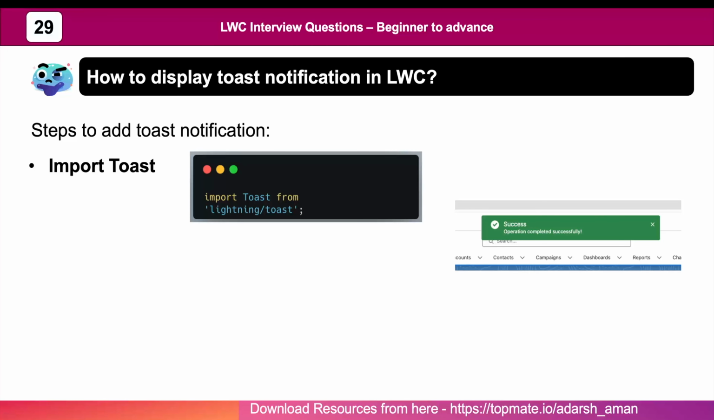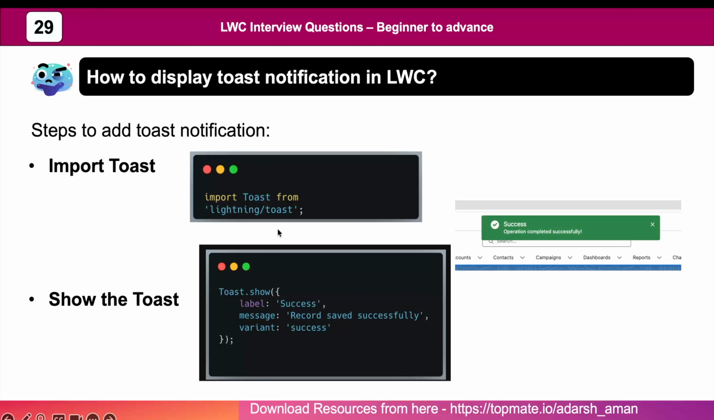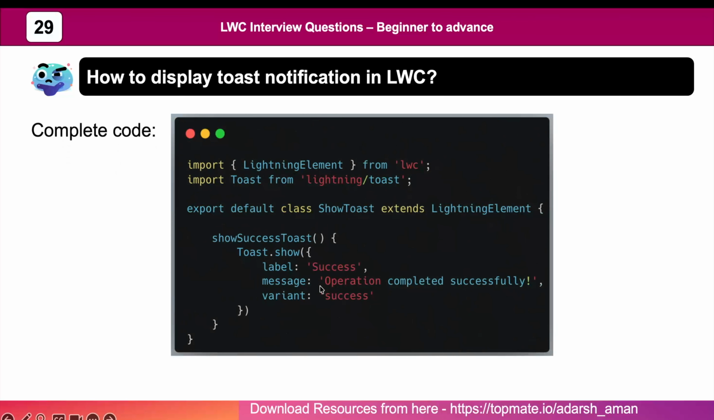Import toast. First you need to import the module using lightning/toast, and then you can show the toast whenever you want, based on any button click or any logic. So this is the syntax of the toast, and you can also see the complete code here. Here we have imported the module lightning/toast, and then we have written this method showSuccessToast. This is maybe triggered by any button click coming from the HTML. So based on that, inside that we have written Toast.show.